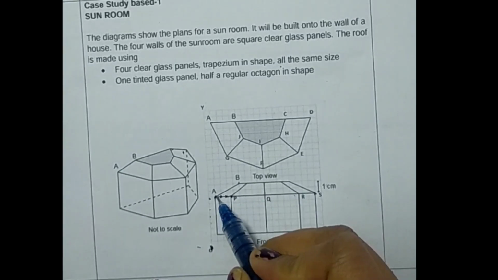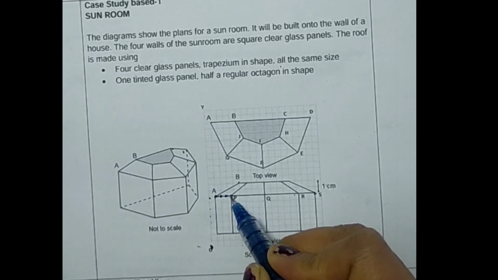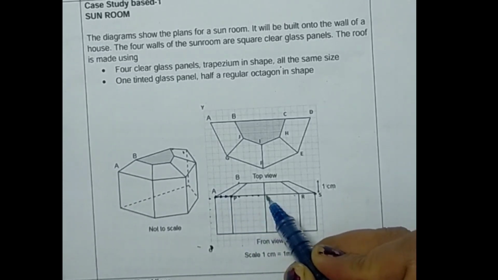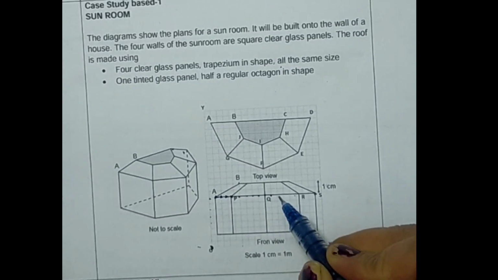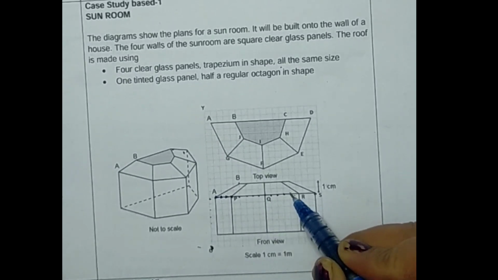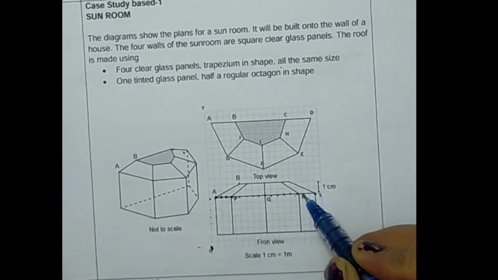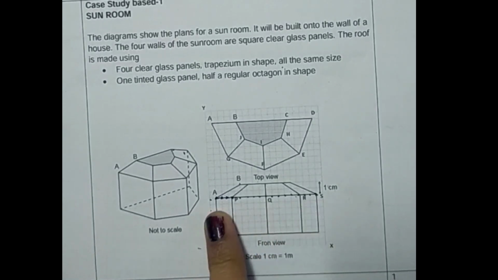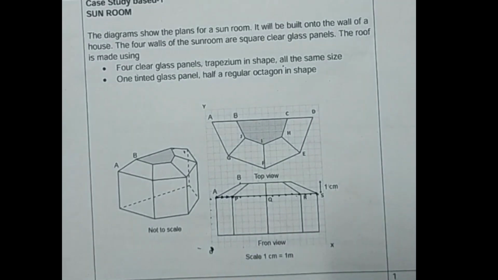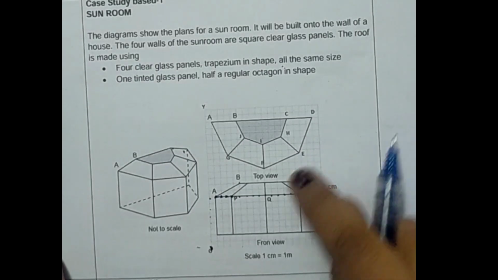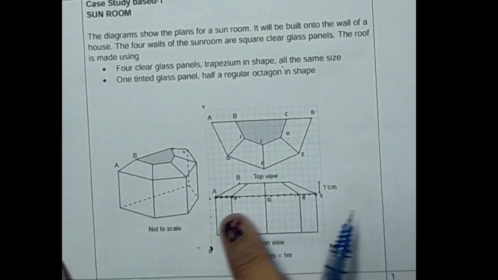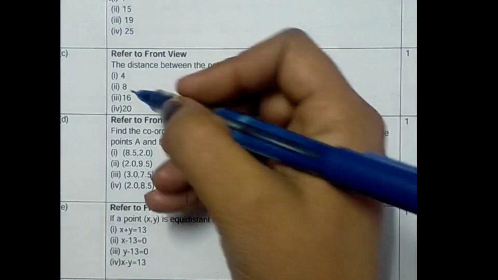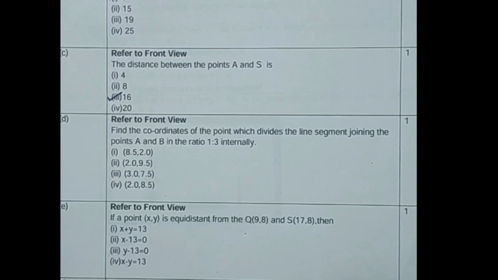So let's start it. 1, 2, 3, 4, 5, 6, 7, 8, 9, 10, 11, 12, 13, 14, 15 and 16. The distance between A and S is 16. A graph paper has been given in the background. So I have counted all those small boxes to find the distance from A to S, that is 16. So 16 is the right answer for this question.